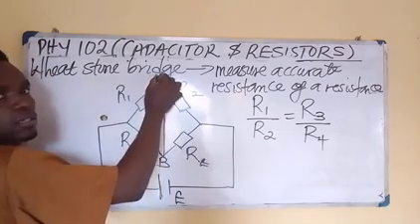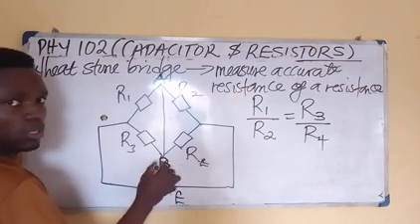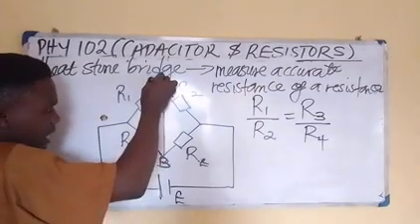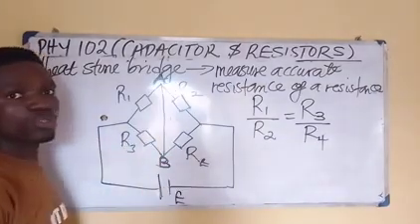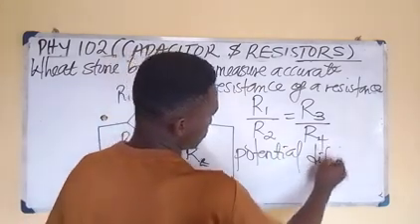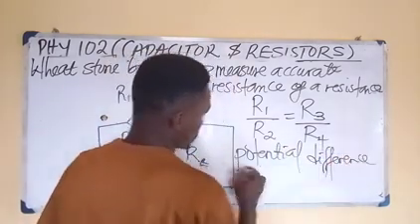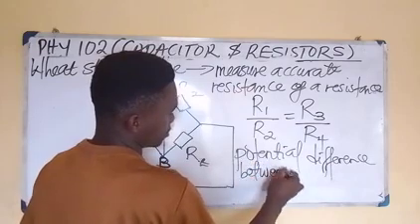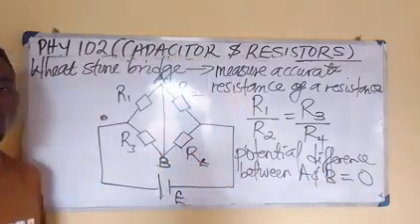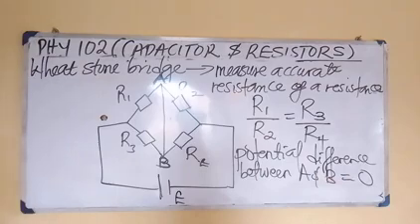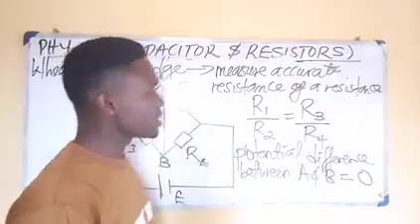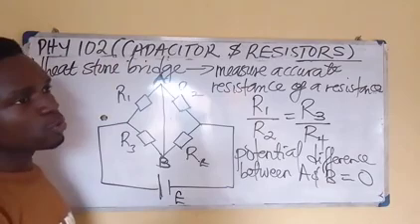This is position A, position B. The potential difference between position A and position B is equal to 0. Please take note of that. Hope it's recording. Yeah, it's recording. I'm checking, because sometimes it can be very frustrating. So please, this is a Wheatstone bridge.